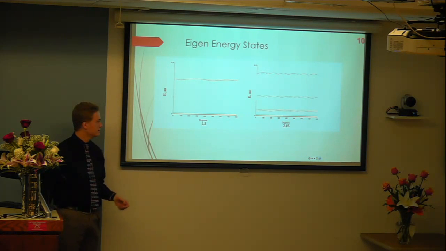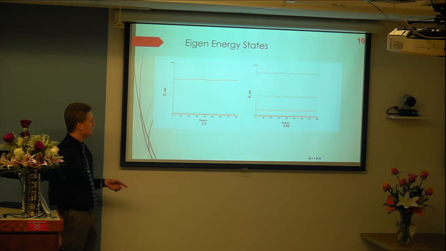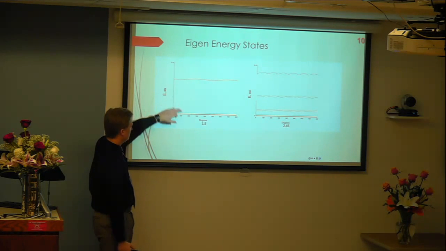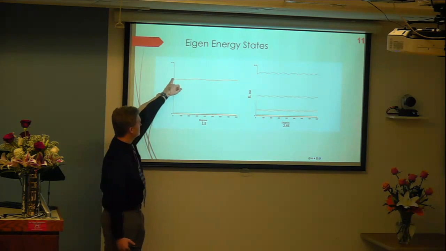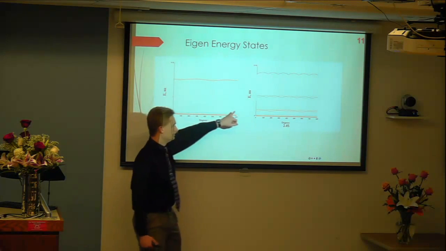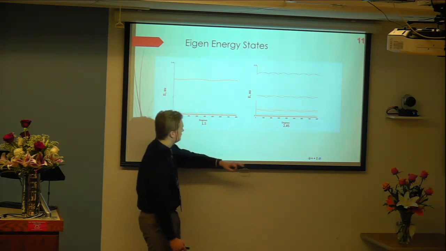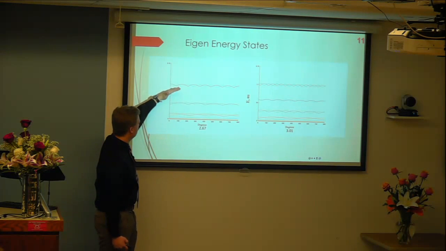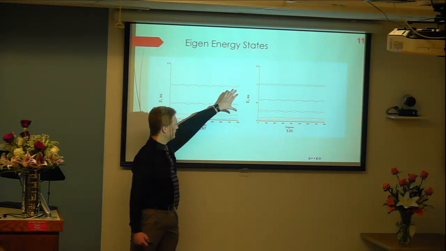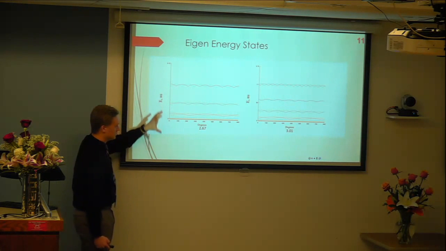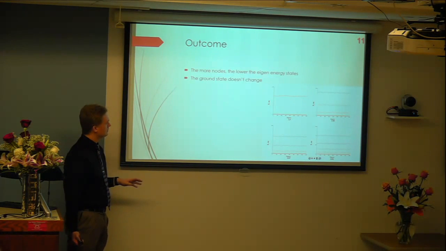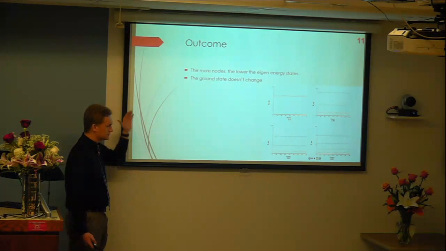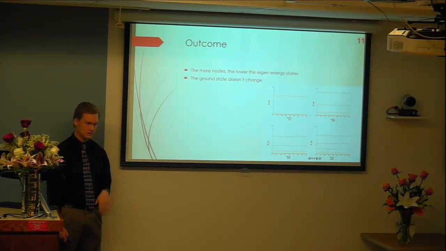Another thing that I observed was the eigenenergy states for each amount of nodes. This one is 1.5, so the ground state is here, and then this is the first excited state. And then here's 2.45. As you can see, they're coming closer. And then 2.67, and then 3.01. It just keeps getting closer and closer. From that, we observed that with more nodes, the levels get lower, and the ground state is the same. It's the lowest energy.